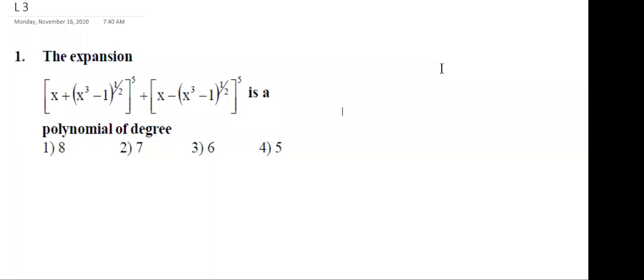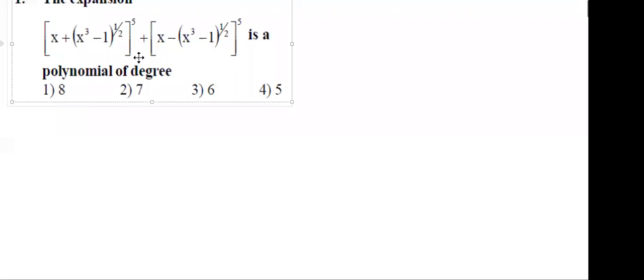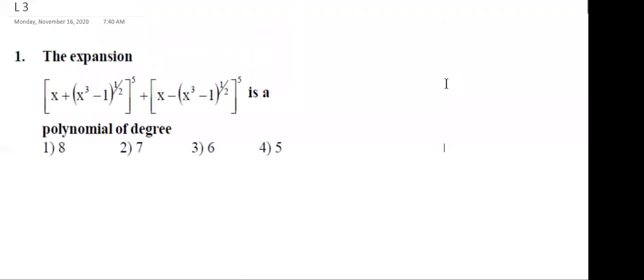The expansion (x + (x³ − 1)^(1/2))^5 + (x − (x³ − 1)^(1/2))^5 is a polynomial of degree. So in that final expansion, what is the degree of the polynomial?